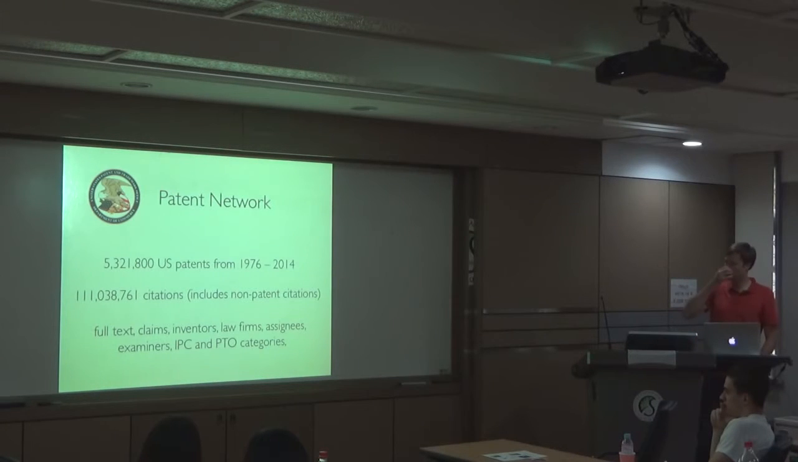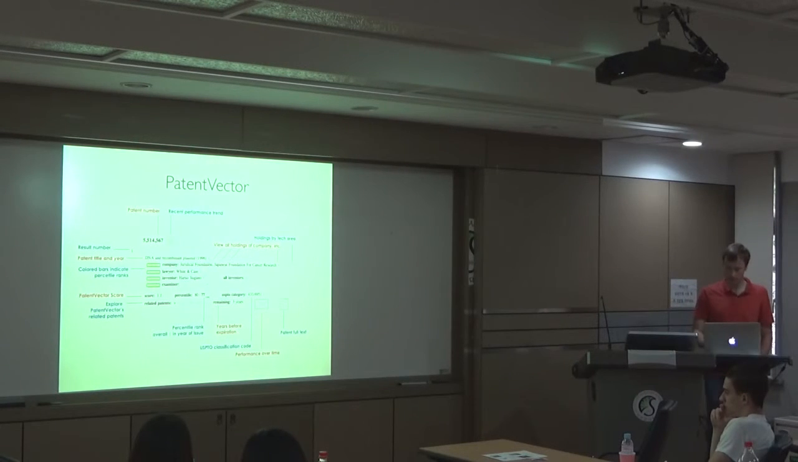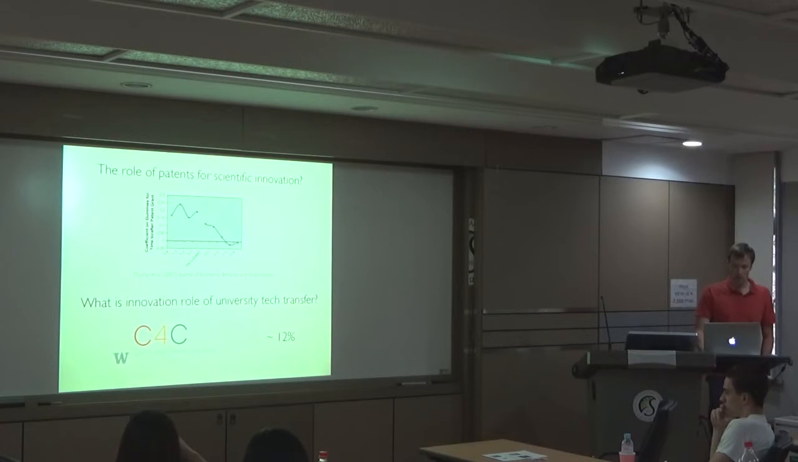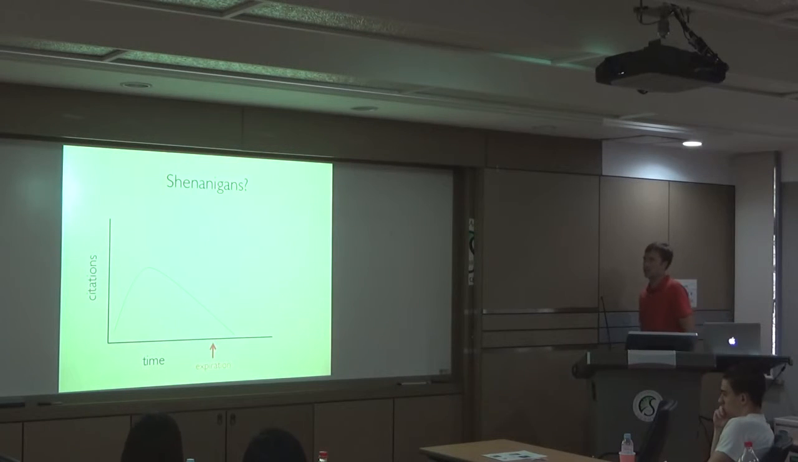So we've been dealing a lot with the patent network and extracting data from this network, and this data set is now available. We've developed some tools that we make freely available that others can start to use. We've started to ask questions about the role of patents for scientific innovation. I have this fear that they're actually reducing innovation, and I'm trying to figure out what the role is. The role of gatekeepers, these examiners, and what role they're playing in innovation. And I'm also finding all sorts of what I call shenanigans. You probably don't know this word, but it basically means people are cheating the system.